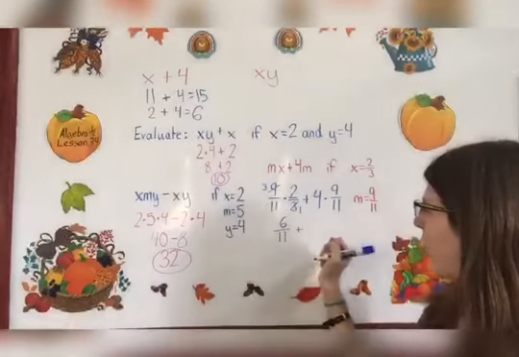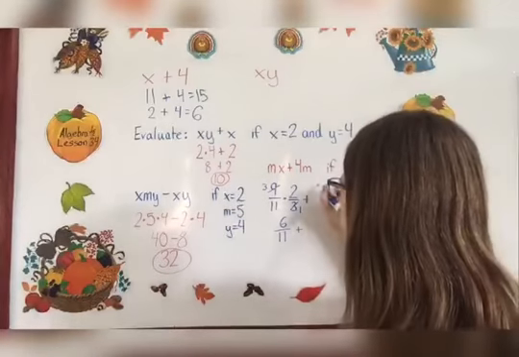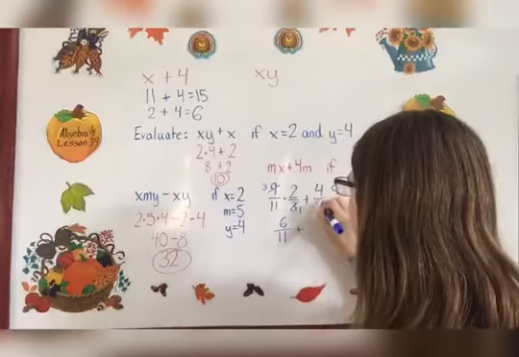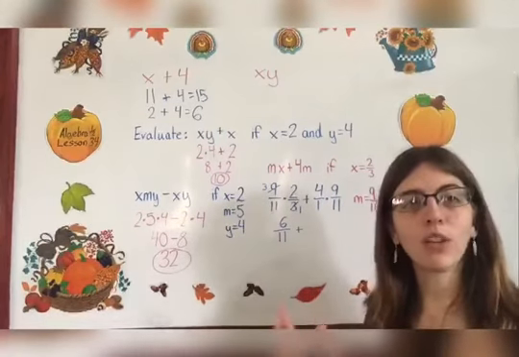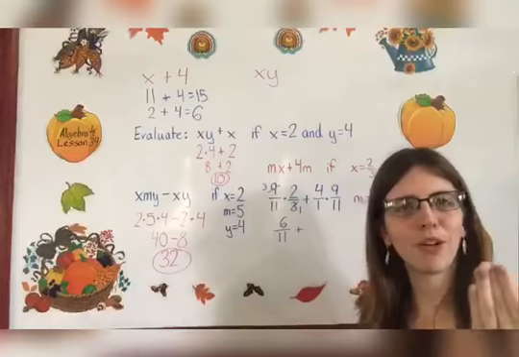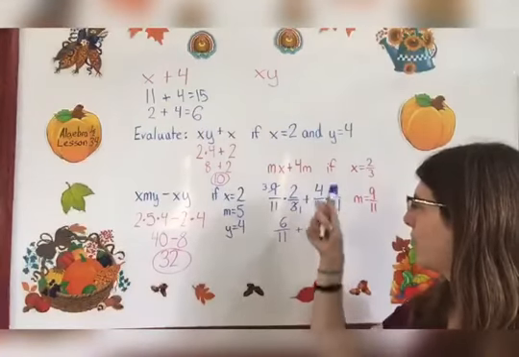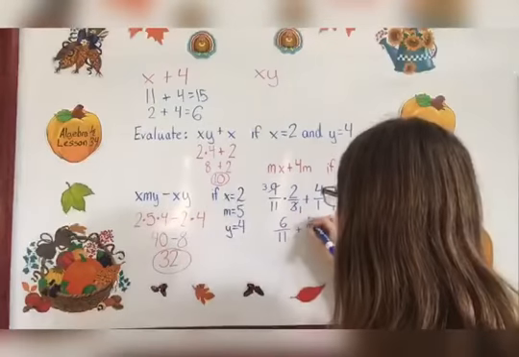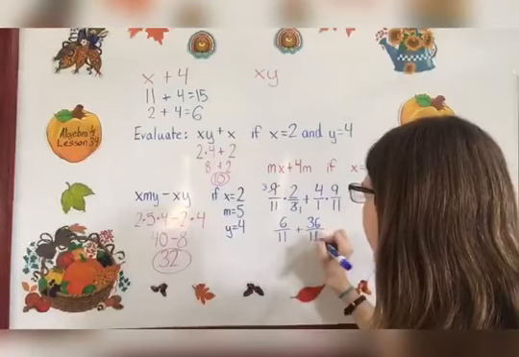Plus, I have 4 times 9/11. I need to change 4 into an improper fraction by putting 4 over 1. That's how you change any whole number into a fraction, is just to put it over 1. Multiply across because there's nothing to cancel. 4 times 9 is 36. 1 times 11 is 11.